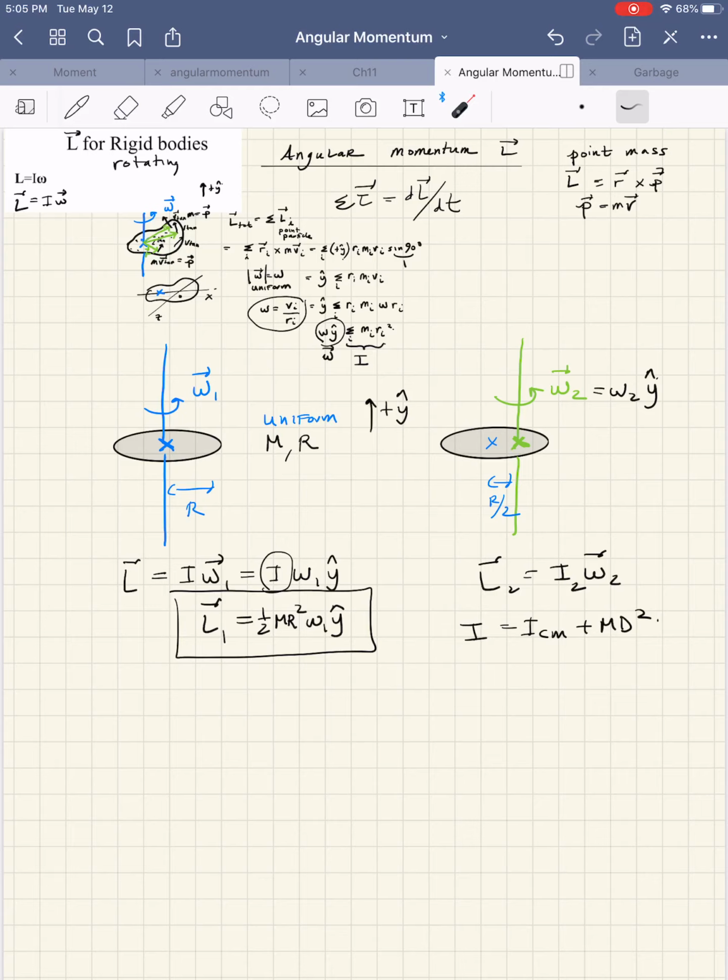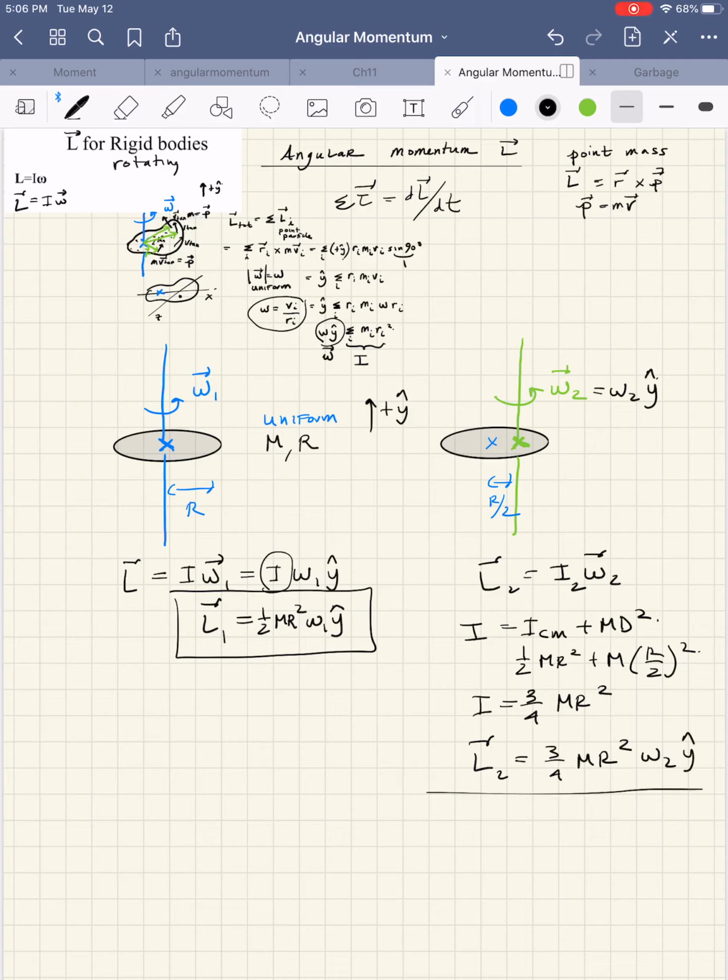So I center of mass is just what we used over here, 1/2 mr squared. And then I just have to look for the parallel axis. So here's the axis through the center of mass, and here's a parallel one. They are parallel, and this is the distance d of separation. In fact, it's just r over 2. So this is 1/2 plus 1/4 mr squared, or 3/4 mr squared. So at the end, my angular momentum vector for this rotating rigid body is I times omega sub 2. I know this is very simple, just kind of warming up a little bit.